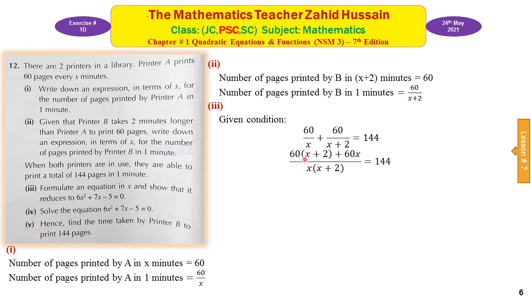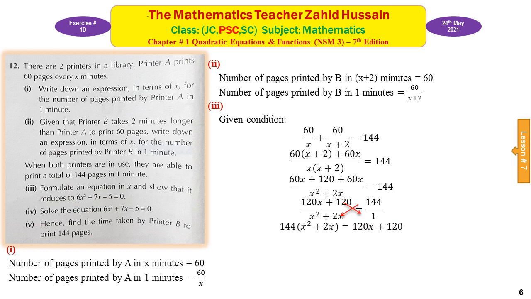and plus 60x. Remove the brackets in the numerator and denominator. We will get 60x plus 120 plus 60x over x square plus 2x is equal to 144. Simplifying this, we get 120x plus 120 over x square plus 2x. Cross multiplying, we will get this equation. Further simplifying, we get this equation. This is the simplified form of equation in quadratic in standard form.